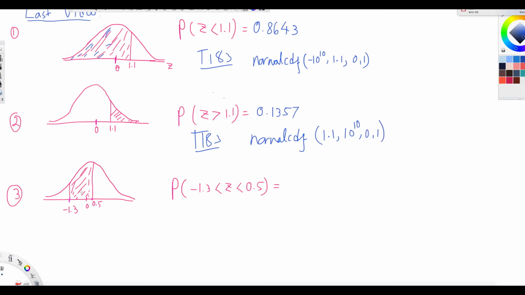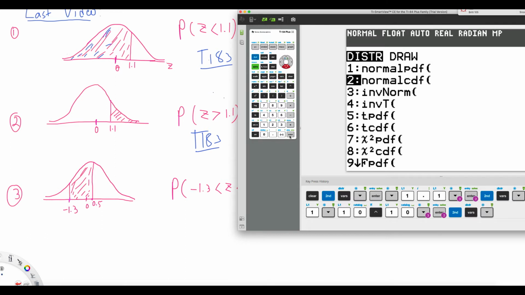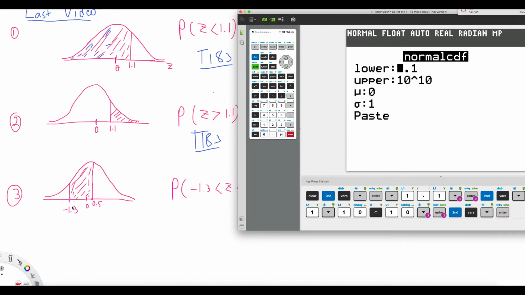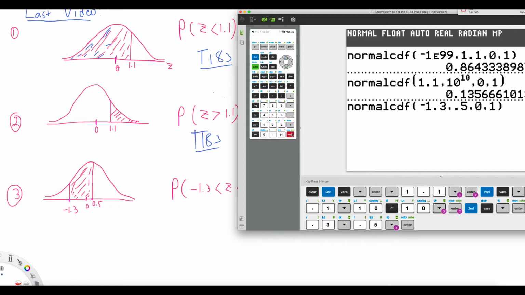If you want to find the area between two Z values, negative 1.3 and 0.5, it is done in a similar way. We go to normalcdf and enter the left and right bounds for the shaded region. The left limit is negative 1.3, and the right bound is 0.5. Then mu and sigma are 0 and 1. If you hit enter, you get 0.5947.